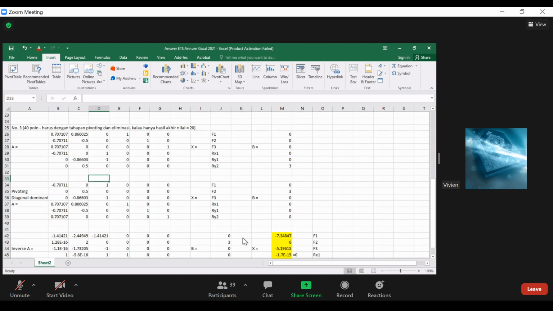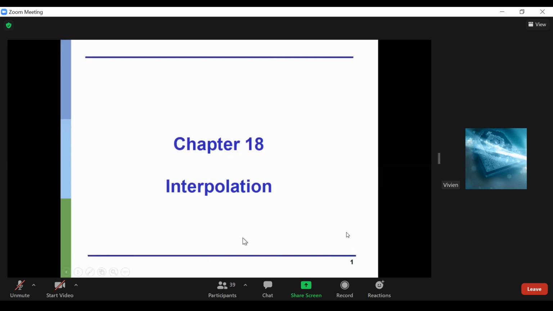So I will continue to the material now, which is about interpolation. We will jump to the next part, which is about interpolation. And I think you have learned about interpolation before.